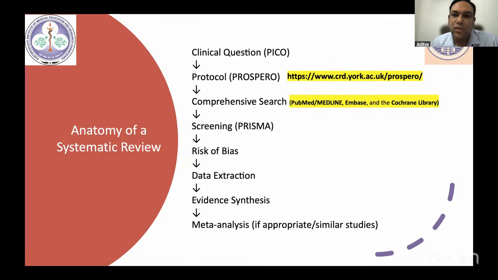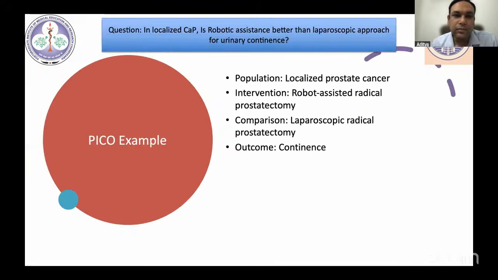The most common databases used are PubMed, Embase, Scopus, Web of Science, and the Cochrane Library. You do a screening. Subsequently you do data extraction, risk of bias is assessed, and evidence synthesis is done. When you have similar studies, they can be combined as a meta-analysis. And as Vasudev sir was telling you, effect size and confidence interval need to be calculated. So let's understand it with simple questions.